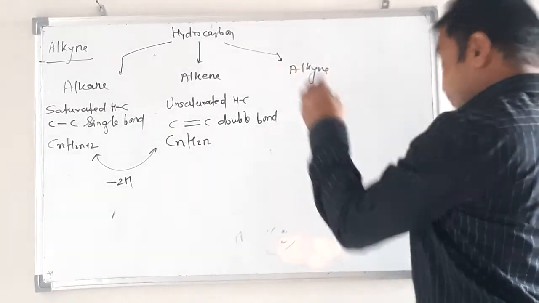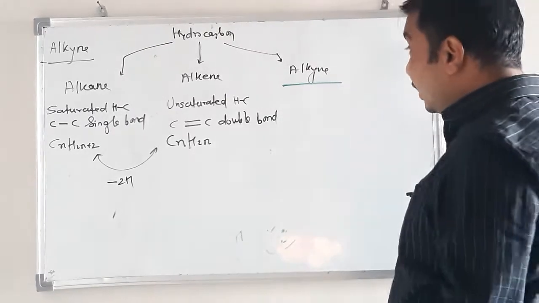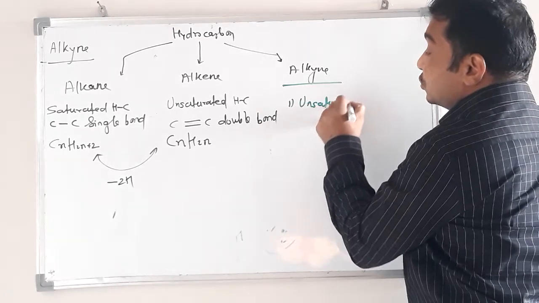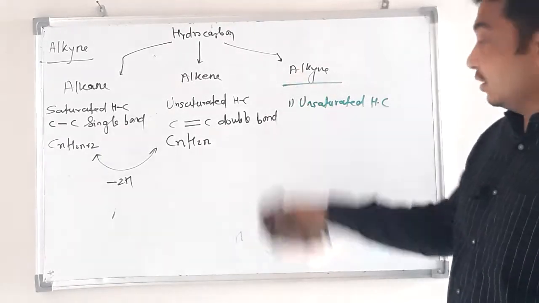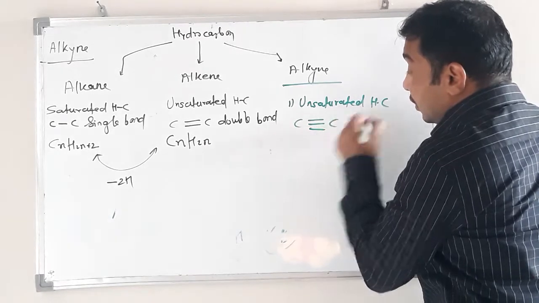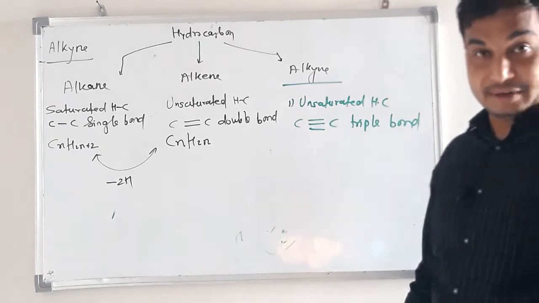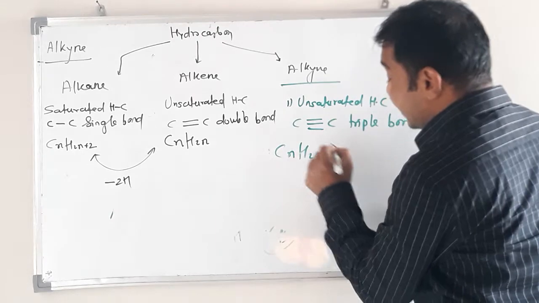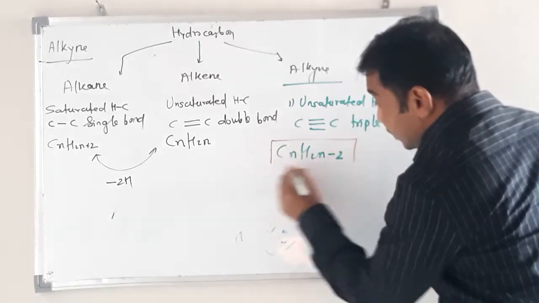Now come to alkyne. Here again, alkyne is an unsaturated hydrocarbon. Alkene as well as alkyne are both unsaturated hydrocarbons. Alkyne contains one carbon triple bond present between two carbon atoms, one triple bond, and has general formula CnH2n-2. CnH2n-2 is the general formula.